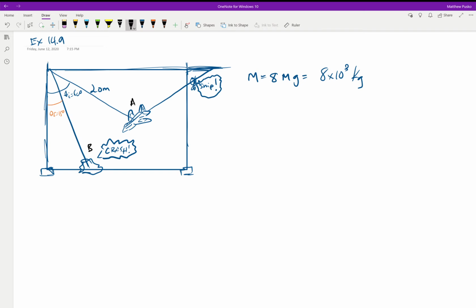Okay, we have a gantry structure in the photo, and it's used to test the response of an airplane during a crash. We have an 8 megagram airplane, remember that means times 10 to the third kilograms, and it's hoisted back until this angle right here is equal to 60 degrees.